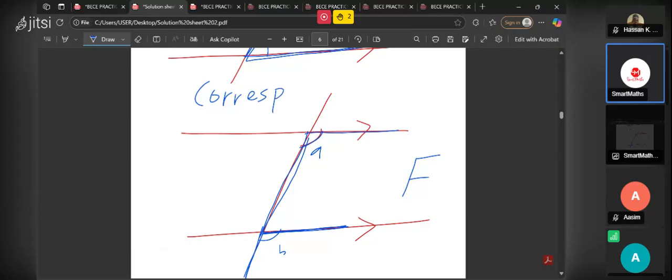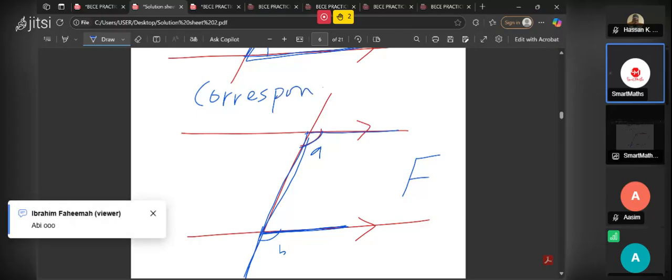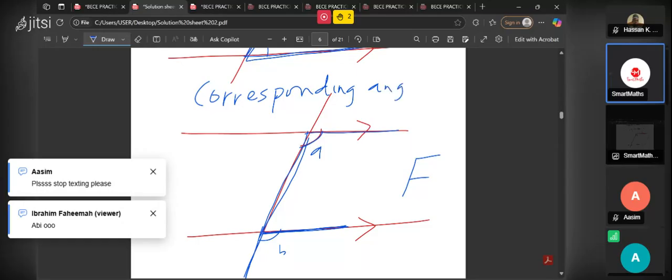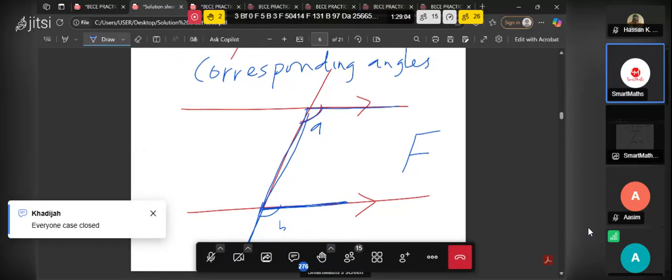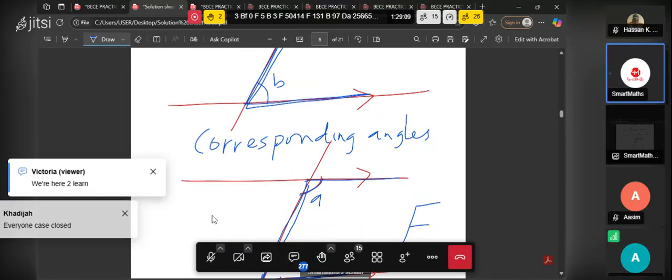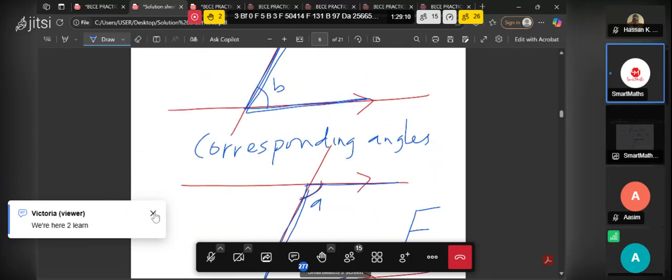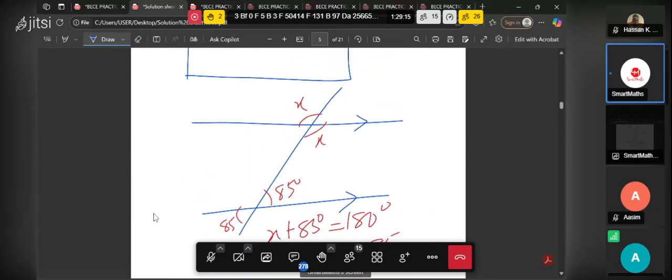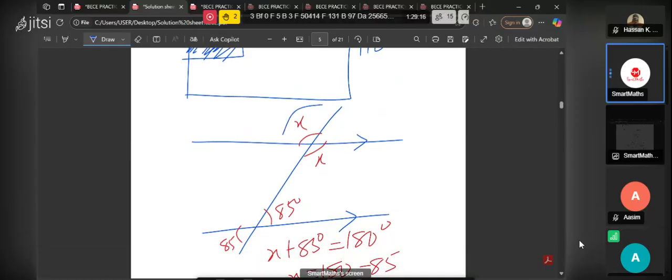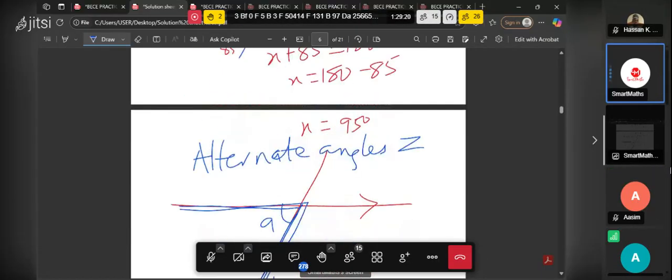Corresponding angles, and they are equal. So that is that on this. I've explained corresponding angles. I've also explained alternate angles and vertically opposite angles. This one is vertically opposite angles here. So that is that on that.